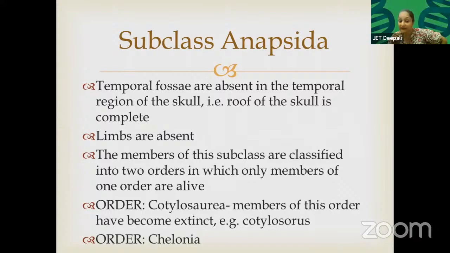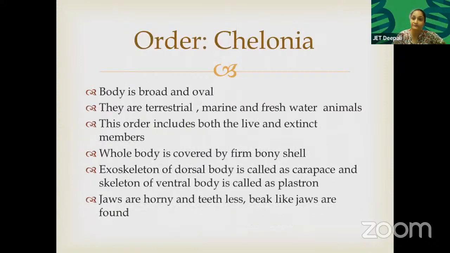Why is it important? Because it does respiration, excretion, even copulation through only the cloacal aperture. So this is a rare kind of organism, a rare feature. Now, order Chelonia, body is broad and oval. They are terrestrial, marine, and freshwater. So they are found in sea water, in lake or river water, and on land also. This order includes both live and extinct members.